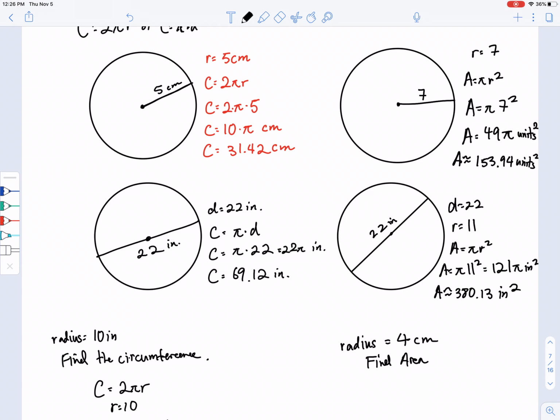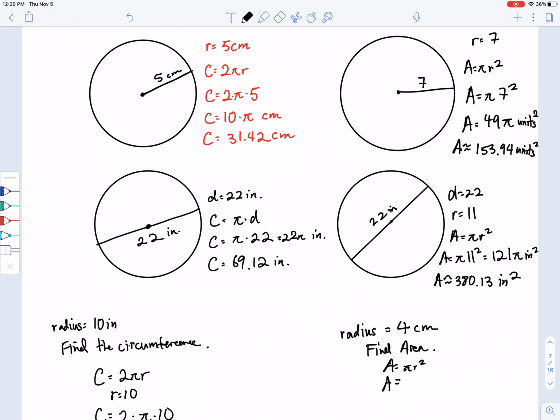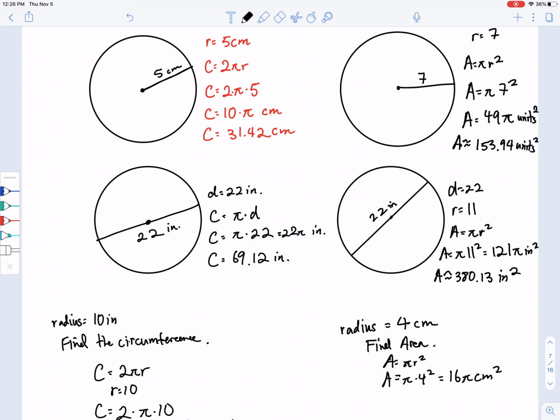If we have the area formula and we have the radius, that's all we need. Area equals pi r squared. Area equals pi times 4 squared, giving me 16 pi centimeters squared for the exact answer, and an approximate answer of 50.27 centimeters squared.